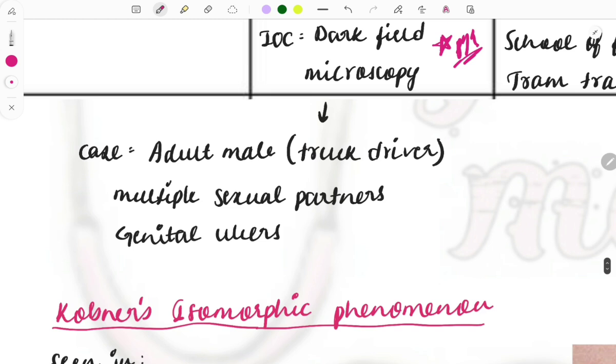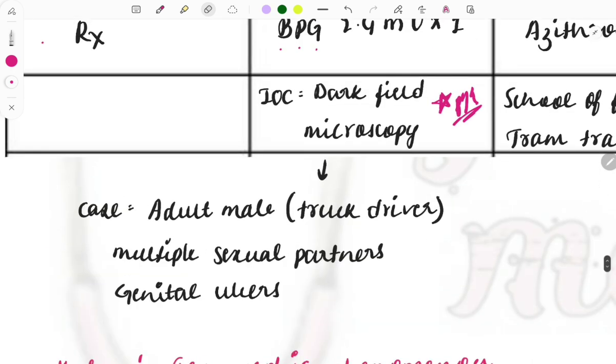Then if at all a case is asked, it will be an adult male, or they can give a history of a truck driver, multiple sexual partners, and genital ulcers, and the feature is that they are painless. So painless genital ulcers are seen. What will be the diagnosis? So it will be syphilis, and if they ask the investigation of choice, it will be dark field microscopy. And both of these are PYQs, meaning a clinical case has been asked on this, and a question on investigation of choice has also been asked.